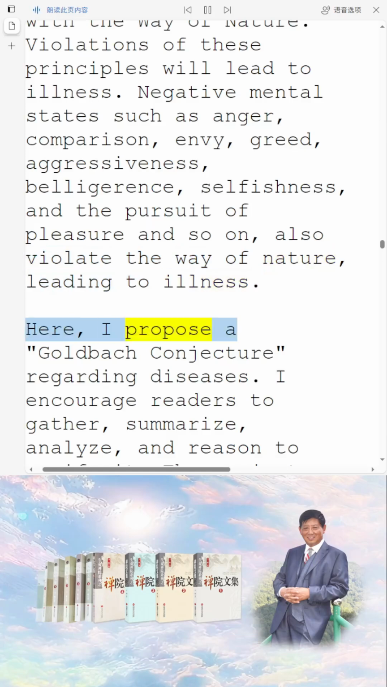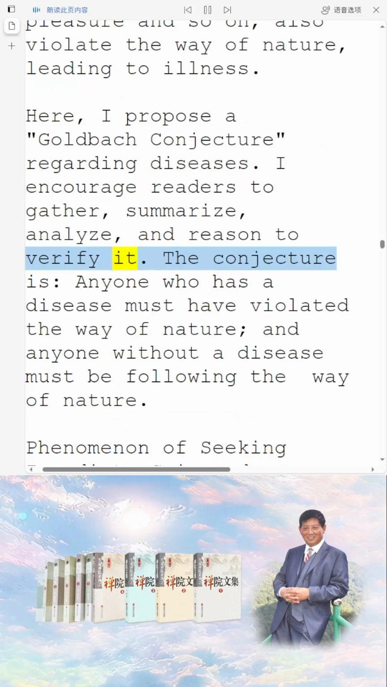Here, I propose a Goldbach conjecture regarding diseases. I encourage readers to gather, summarize, analyze, and reason to verify it. The conjecture is, anyone who has a disease must have violated the way of nature, and anyone without a disease must be following the way of nature.